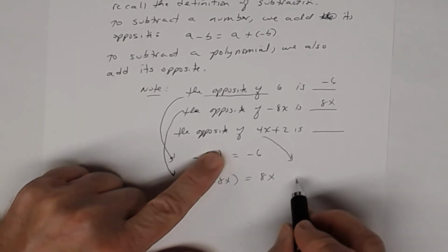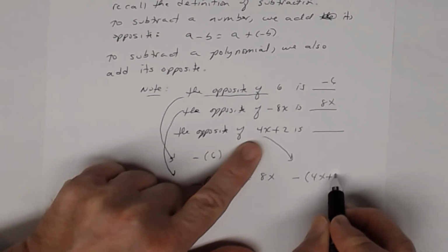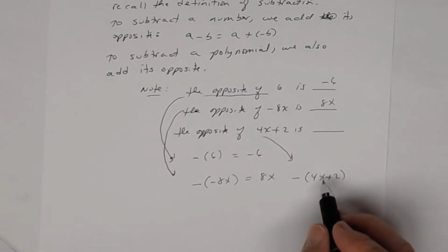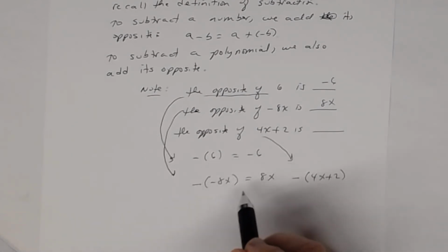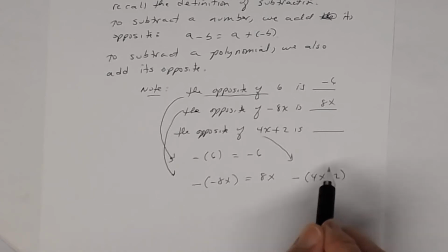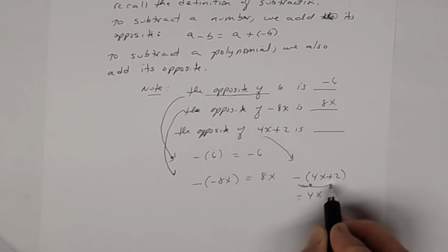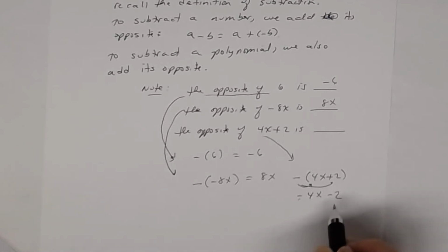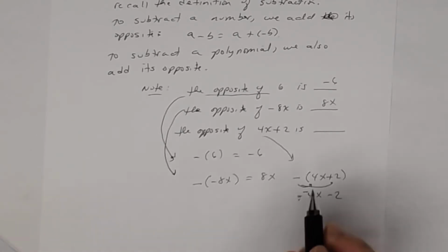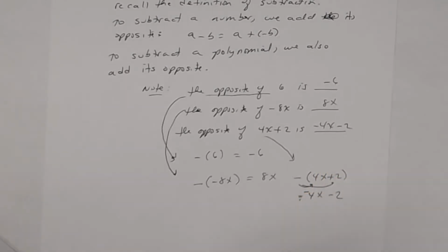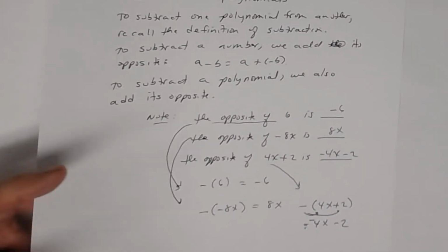And then here, the opposite of, in parentheses, 4x plus 2. I need parentheses here because there are two terms, just like I needed parentheses earlier because there was one term. It's always a good idea to put things in parentheses, especially if you have more than one term, because you're taking the opposite of every term. So the opposite of 4x is a negative 4x, and the opposite of a positive 2 is a negative 2. So this becomes negative 4x minus 2. Okay? All right. So that's going to help us with what we're about to do.